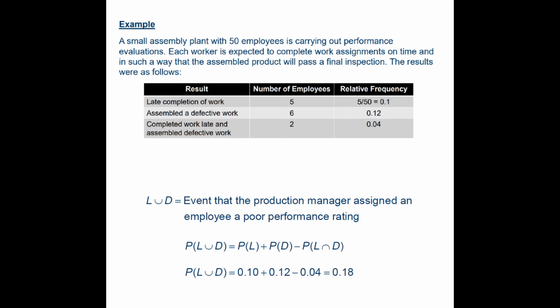So we know for the late, it is 10%. For defective products, it's 12%. And we know jointly they have 4%. So it is 10% plus 12% minus 4% equals 18%. We got the same result.